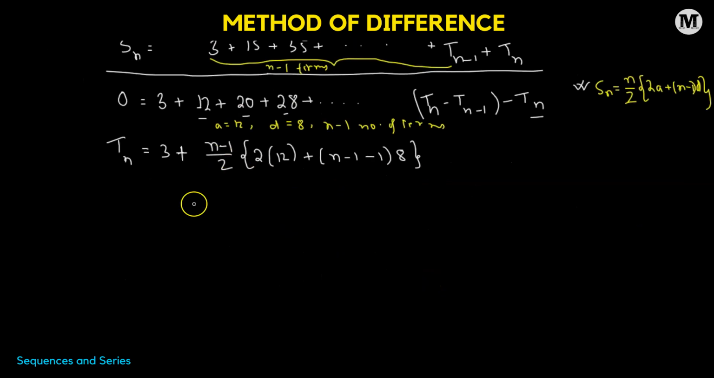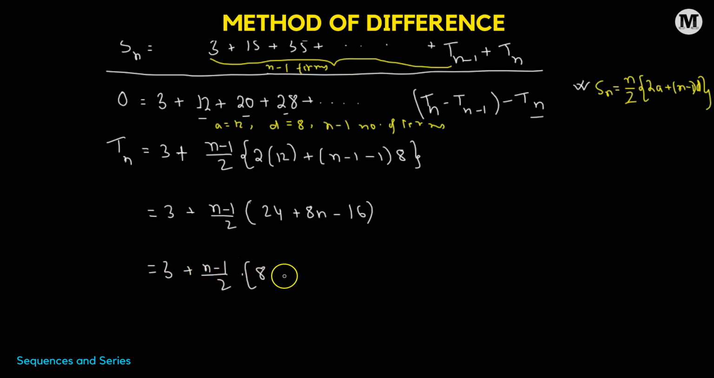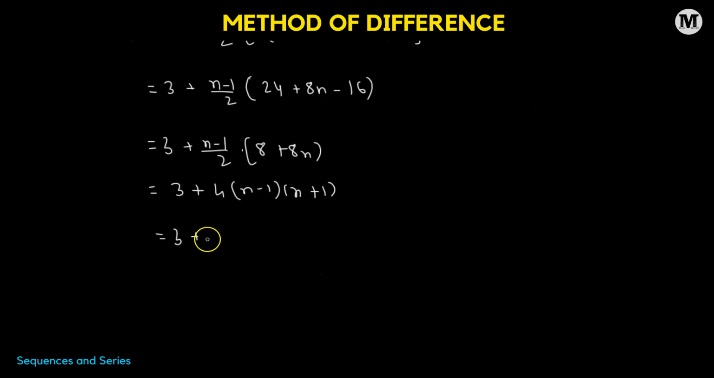Okay, now let's further simplify. This is going to give us 3 added to n minus 1 over 2 multiplied to, so we have 2 times 12, that's 24, added to 8n minus 16. So that's going to give us 3 added to n minus 1 times 2 multiplied to 8 plus 8n. We can factor out that 8. So this is going to give us 3 added to 4 times n minus 1 multiplied to n plus 1. Further simplification, now it's going to give us 3 added to 4 times n squared minus 1. We have 3 plus 4n squared minus 4, which means we have 4n squared minus 1.